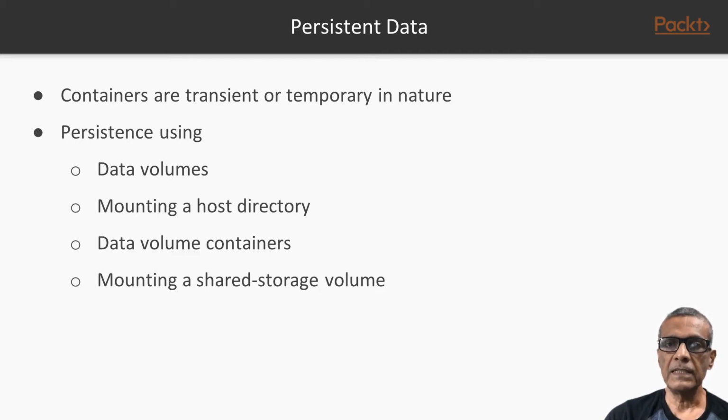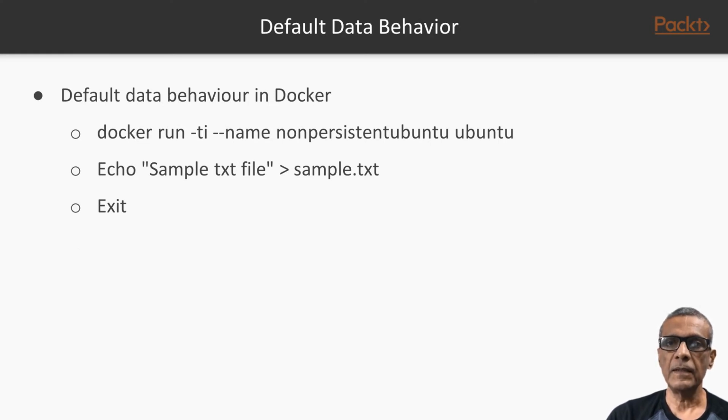Before that, first let's understand what happens to a container by default without using any persistence techniques. Okay, to understand the data behavior, we'll be using these commands. That is, we'll start a container and create a sample.txt file and then exit from the container. Okay, demo time. Let's create a container named non-persistent Ubuntu using the Ubuntu image. That is docker run -ti --name non-persistent Ubuntu ubuntu, which is the image name.